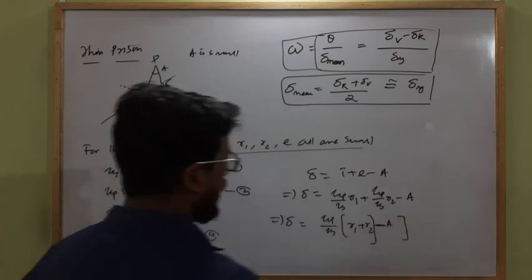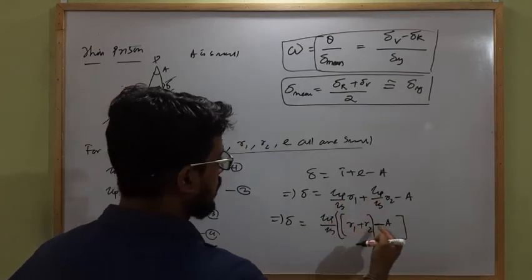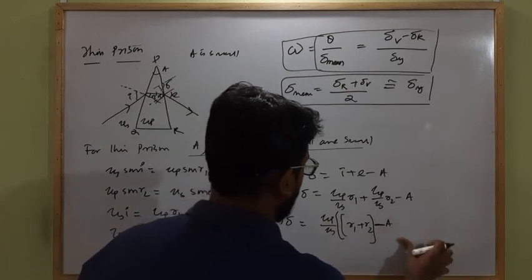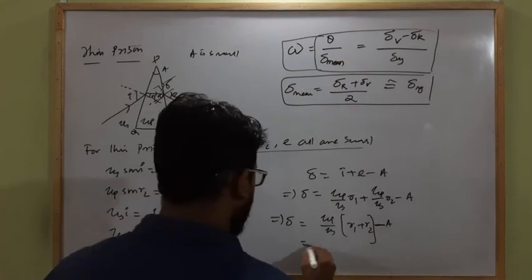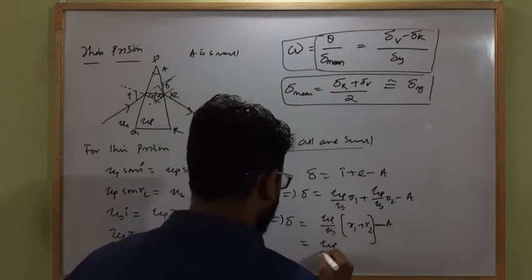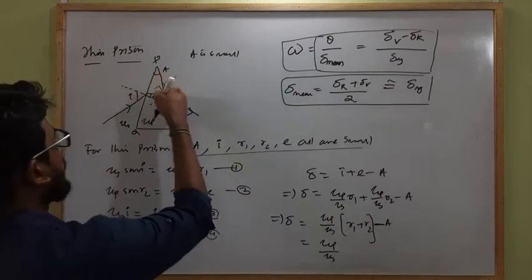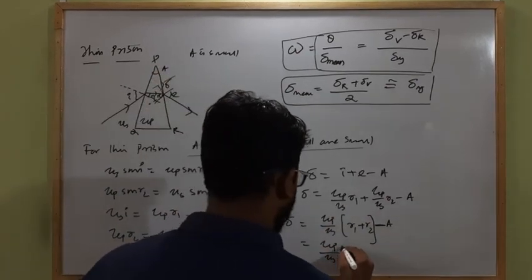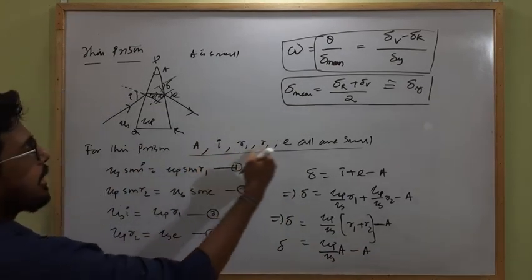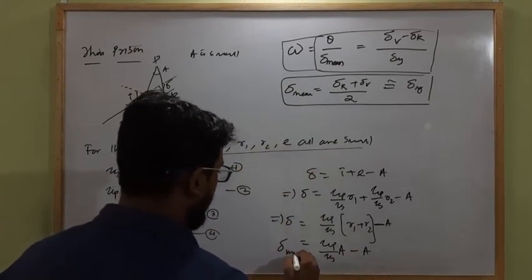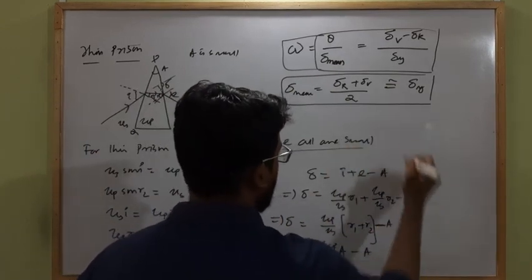Mu P by mu S into R1 plus R2 minus A. So this can be how much? Mu of prism by mu of surrounding into R1 plus R2, and we already know R1 plus R2 equal to A, minus A equal to delta. As all the angles are small, delta is also small, or it will be minimum. So from this we will get the value of delta minimum.